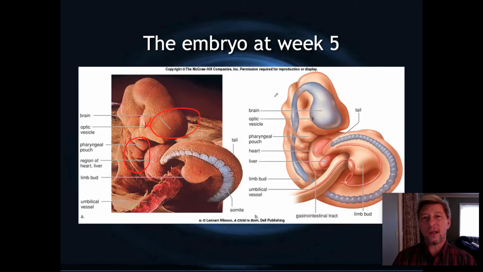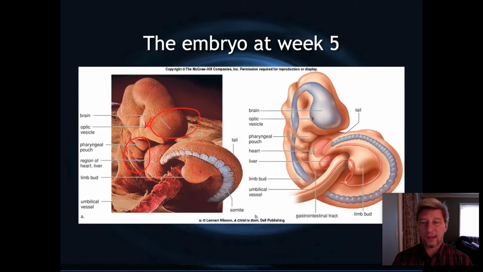There's an old saying in developmental biology that ontogeny recapitulates phylogeny. That's just a fancy way of saying that as an embryo develops, it kind of goes through some of the evolutionary stages that animals went through over the course of many millions of years.